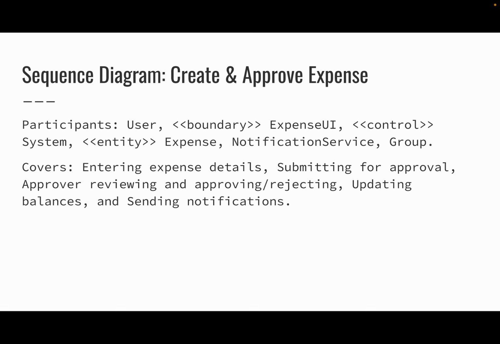So the diagram itself covers entering the expense details, submitting for approval. It involves the approver reviewing and approving or rejecting the expenses. It involves updating balances and sending notifications. So this kind of just captures the flow of the application and provides a deep look into how all these components work together in order.